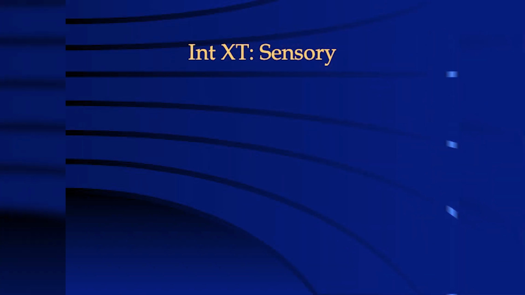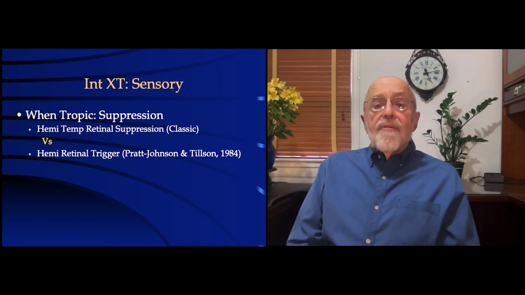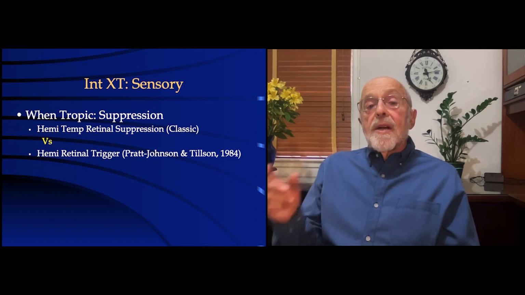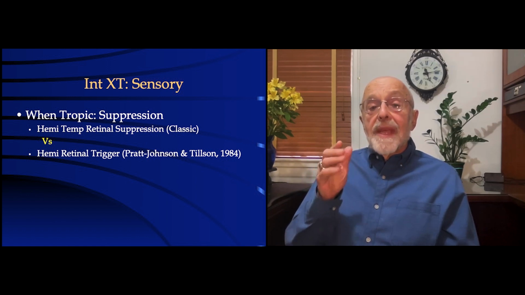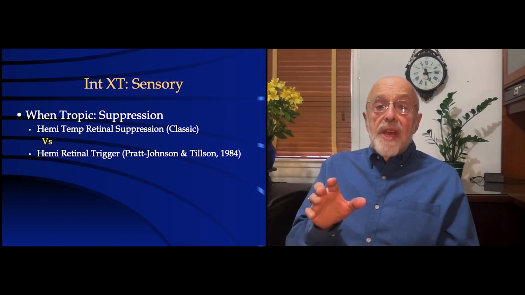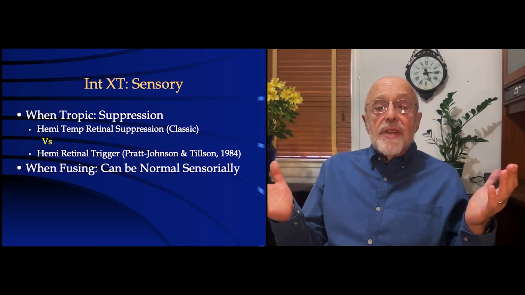Intermittent exotropia, sensorially, when they're tropic, they suppress the deviating eye. And classically, it's described as hemitemporal retinal suppression of the deviating eye. In 1984, John Pratt-Johnson and Geraldine Tillotson presented a study suggesting that there is complete suppression of the deviating eye, but the trigger mechanism for causing the suppression to kick in is based on the hemitemporal retina. But suffice it to say, whichever it is, these patients are not diplopic because of suppression. And interestingly, when they're fusing, they can be sensorially normal to all of our usual tests, 40 seconds of stereopsis.